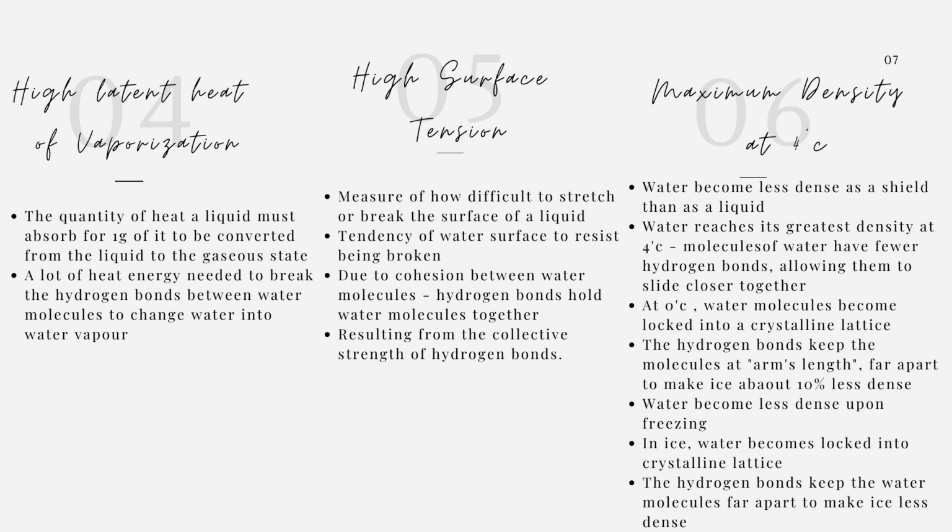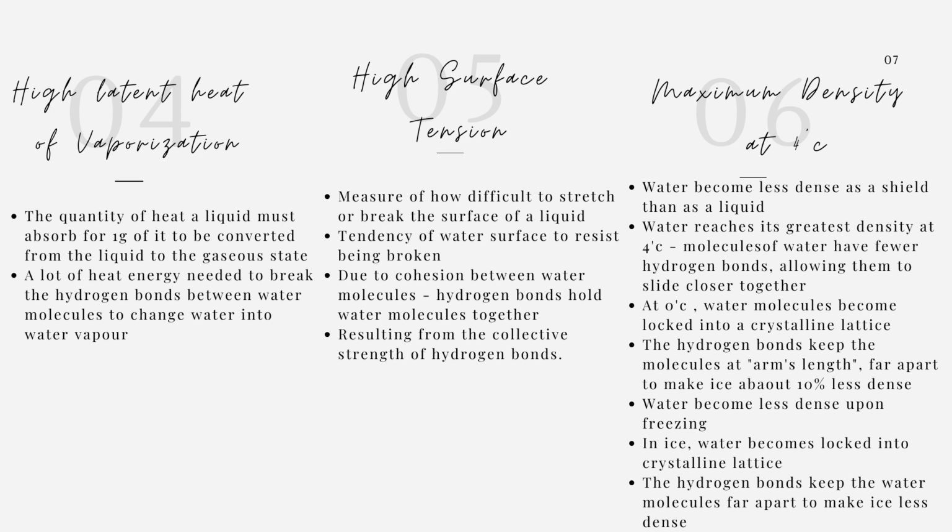Last but not least, the maximum density at 4 Celsius. Water becomes less dense as a solid than as a liquid. In other words, ice floats on liquid water. Water reaches its greatest density at 4 Celsius, at which molecules of water have fewer hydrogen bonds, allowing them to slide closer together.